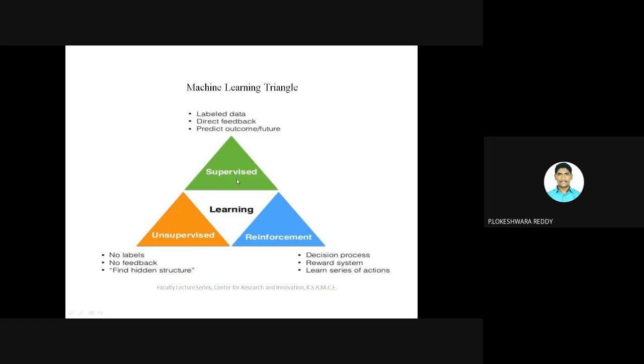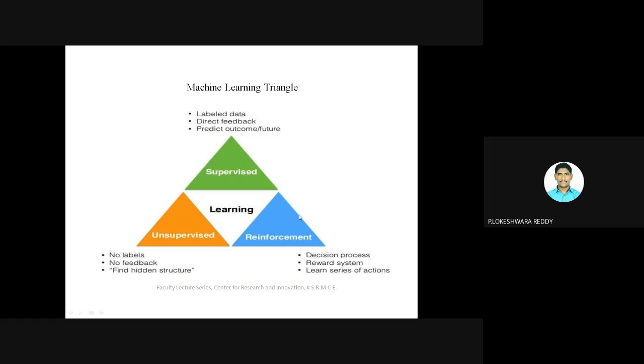As I said earlier, supervised learning has labeled data given, there is direct feedback, and we are able to predict the outcomes. Under unsupervised learning, no labels are given and there is no sort of feedback; there are n number of hidden layers, and we have hidden structures to make clusters of the data.